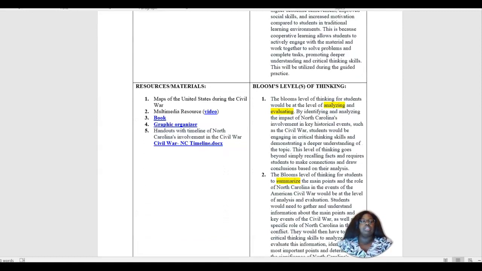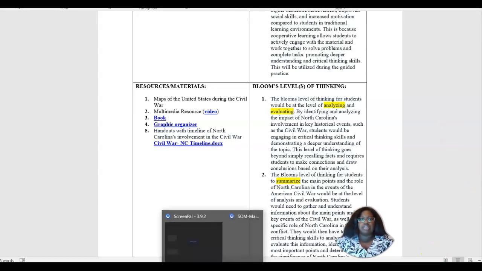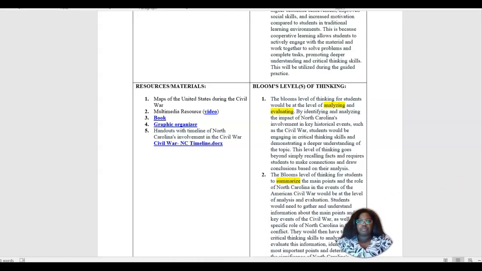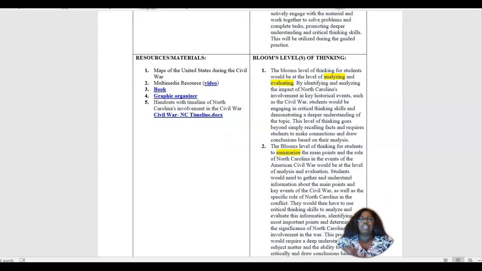Okay, there are several resources that are going to be used. First, I have a map of the United States during the Civil War. Here is an example that the students will get. It is going to be much bigger, but this is one of the maps. Then I have a video clip, the book, a graphic organizer, and handouts of the timeline, including North Carolina's involvement in the Civil War.